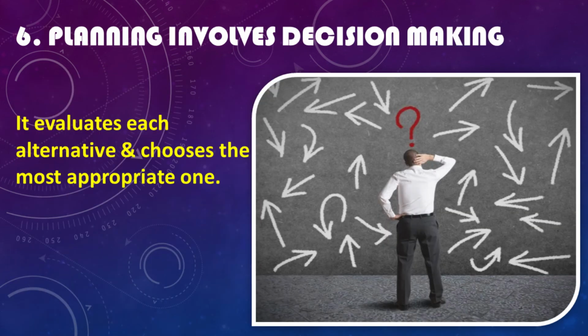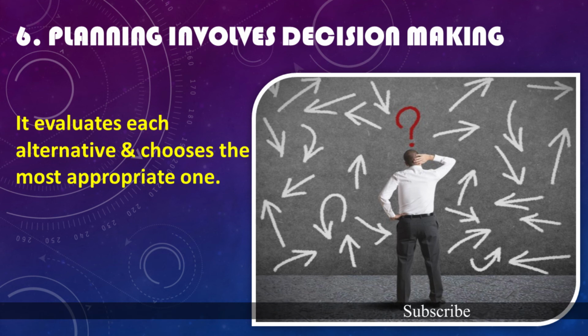Moving on to the next point, planning is choosing among various alternatives and activities. If there is only one possible goal, there is no need for planning because there is no choice. The need for planning arises only when alternatives are available. In actual practice, planning thus involves detailed examination and evaluation of each alternative and choosing the most appropriate one.